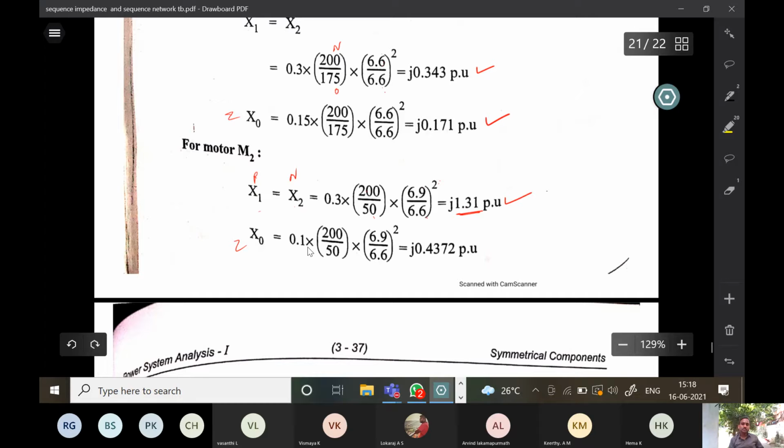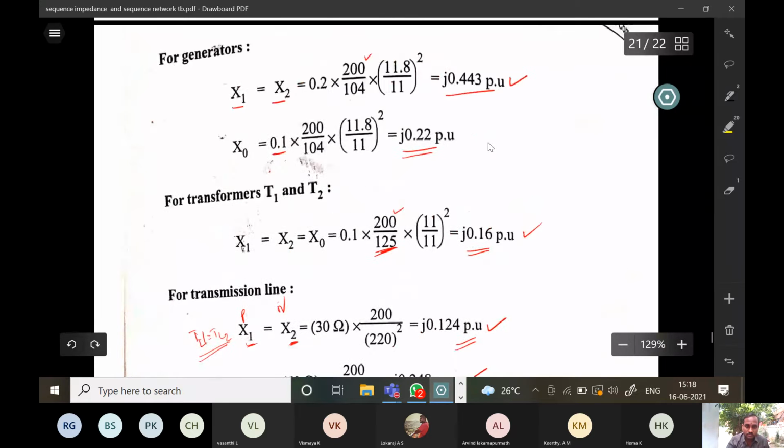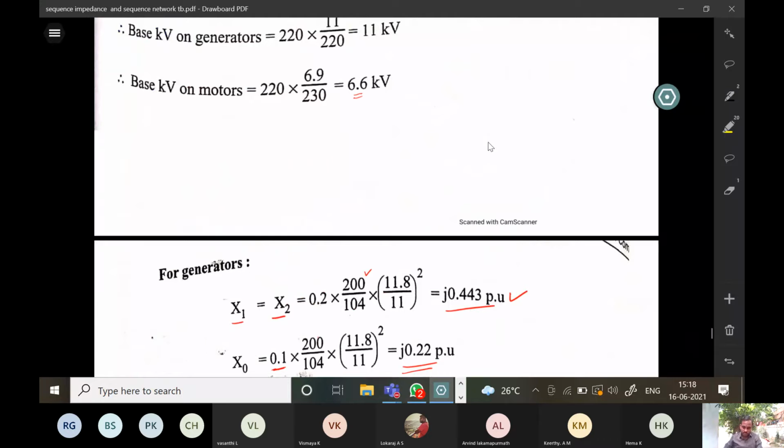Similarly, x naught: 0.1 into 200, remaining will be the same. Only thing is 0.1 is changed. We get j0.4372 per unit. So now we need to draw the positive sequence network, negative sequence network and zero sequence network. Write all the calculated values on one side. Then you can draw the positive, negative and zero sequence networks easily.